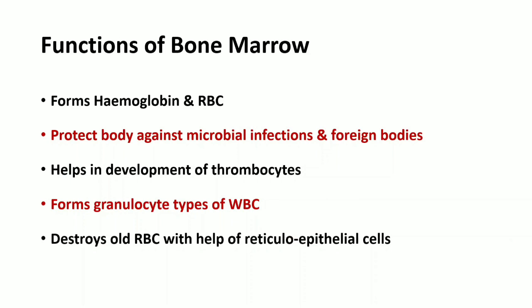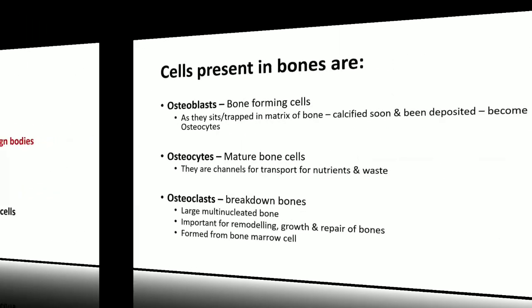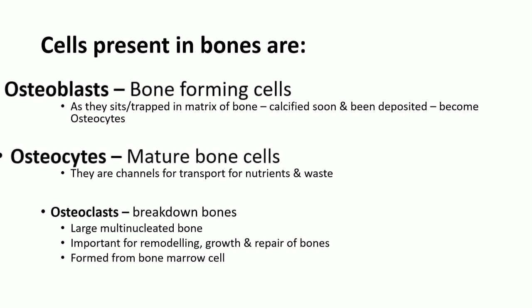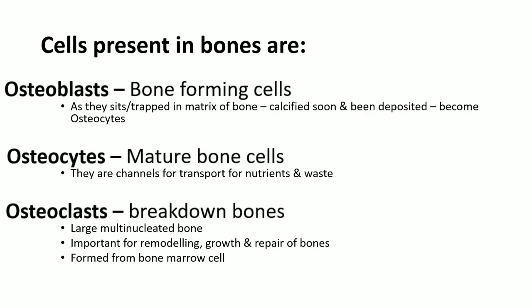If we talk about the functions of bone marrow, it forms hemoglobin and RBCs. It protects our body against different kinds of microbial infections and foreign bodies. It helps in the development of thrombocytes. It forms granulocytes, a type of WBC, and it destroys old RBCs with the help of reticuloendothelial cells. So that was all about the bone marrow.